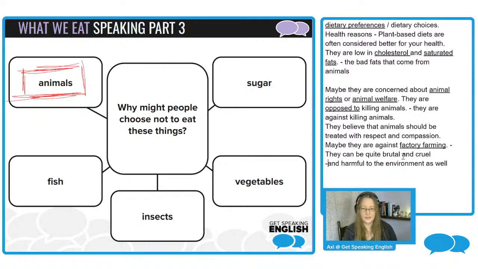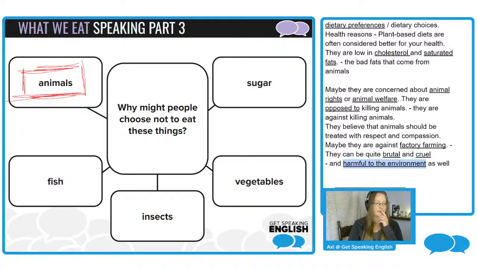Exactly. Yeah, so really great ideas, really great words too. Yeah, brutal, really cruel, and not nice places whatsoever, and definitely harmful to the environment as well. Yeah.